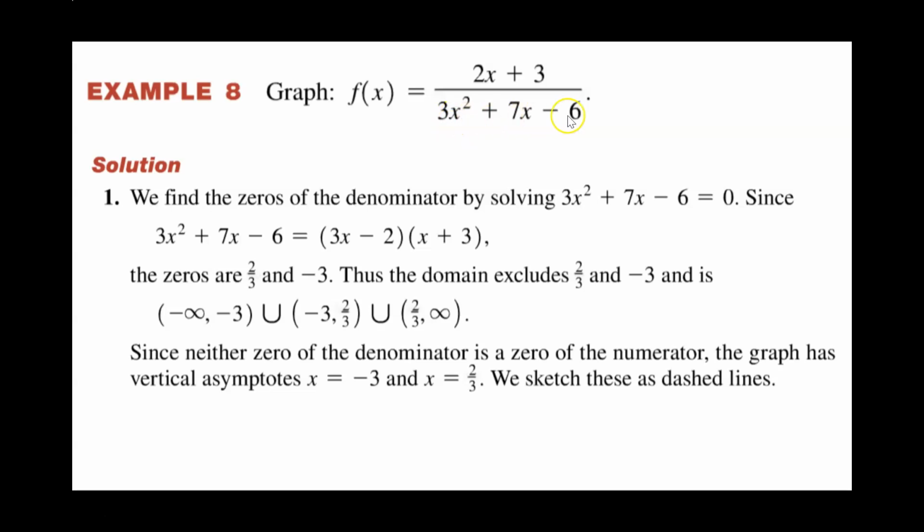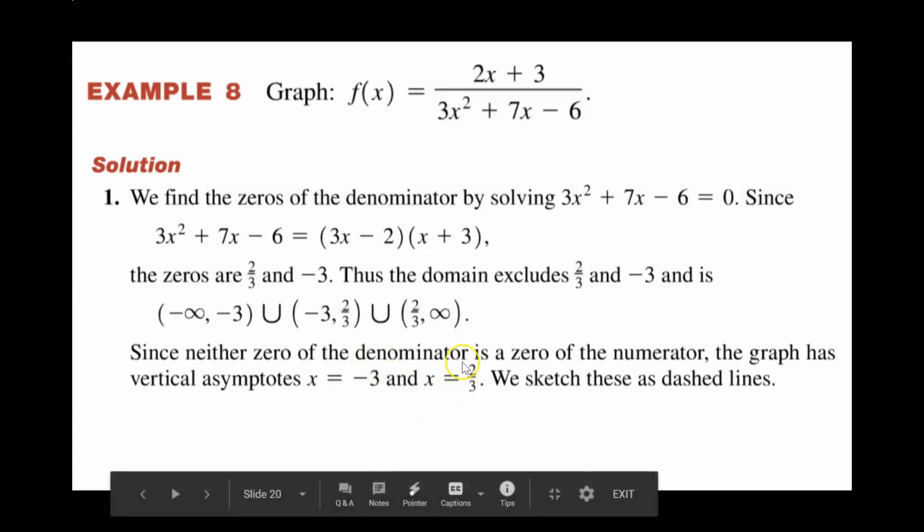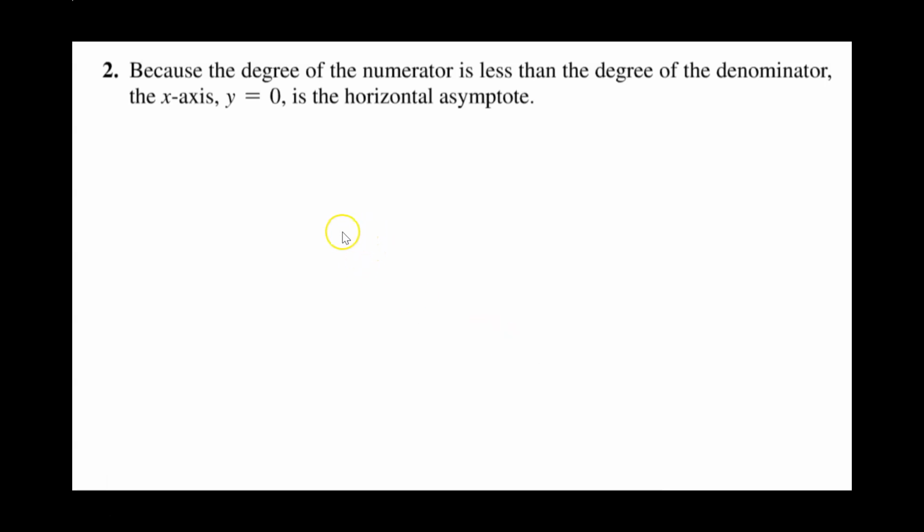So for here, we notice that when we factor this bottom part, it becomes 3x minus 2 and x plus 3. So we know we're going to have 2 vertical asymptotes. One is going to be at 2/3 and one is going to be at -3. And this is what the domain should look like. So negative infinity to -3, -3 to 2 over 3, and then 2 over 3 to infinity, where the domain cannot equal -3 and 2 over 3. So this is where our dashed little lines go.